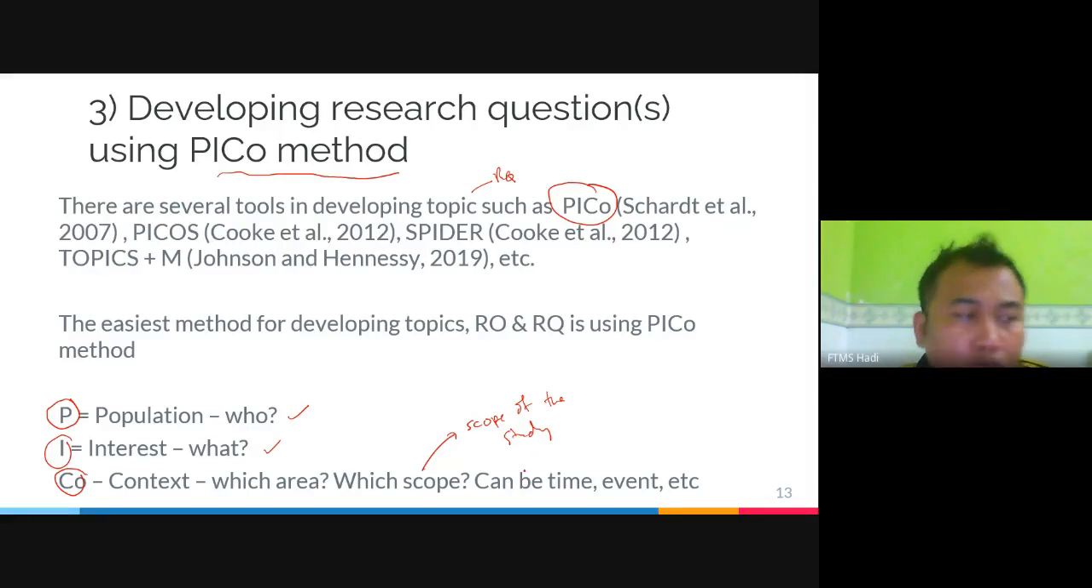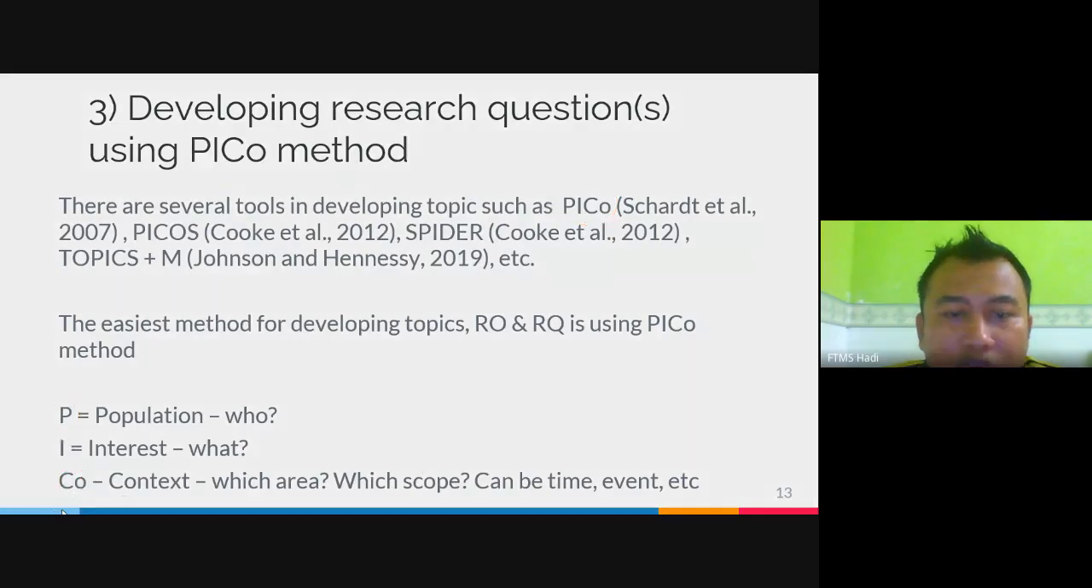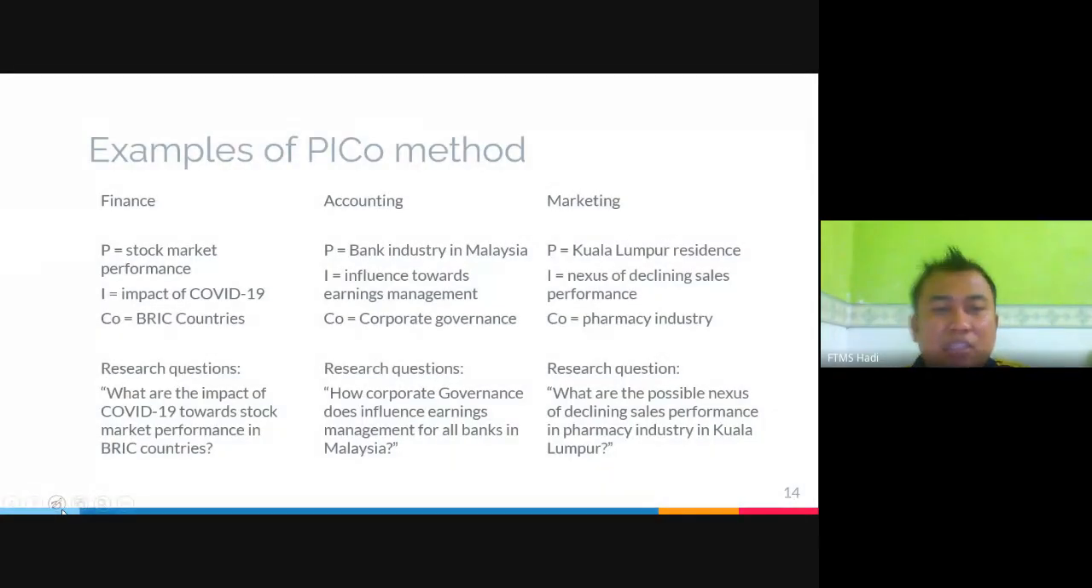Do you want to cover the whole world? Do you want to cover Southeast Asia? Do you want to cover Malaysia? Do you want to cover other countries? That depends on you. But the bottom line is, you must have this, PICO. Let me illustrate to you six examples of the PICO method.